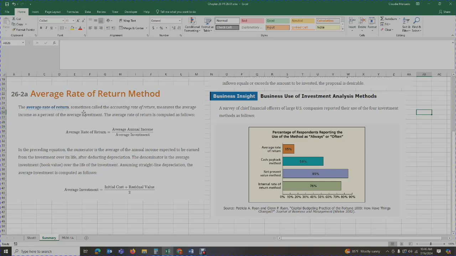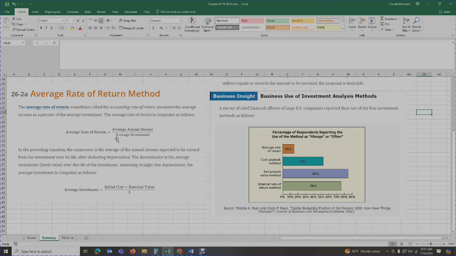So the average rate of return, sometimes called the accounting rate of return, measures the average income as a percent of the average investment. Okay, the average rate of return is computed as follows. So here we have the formula that we're going to be applying. Average annual income over the average investment.